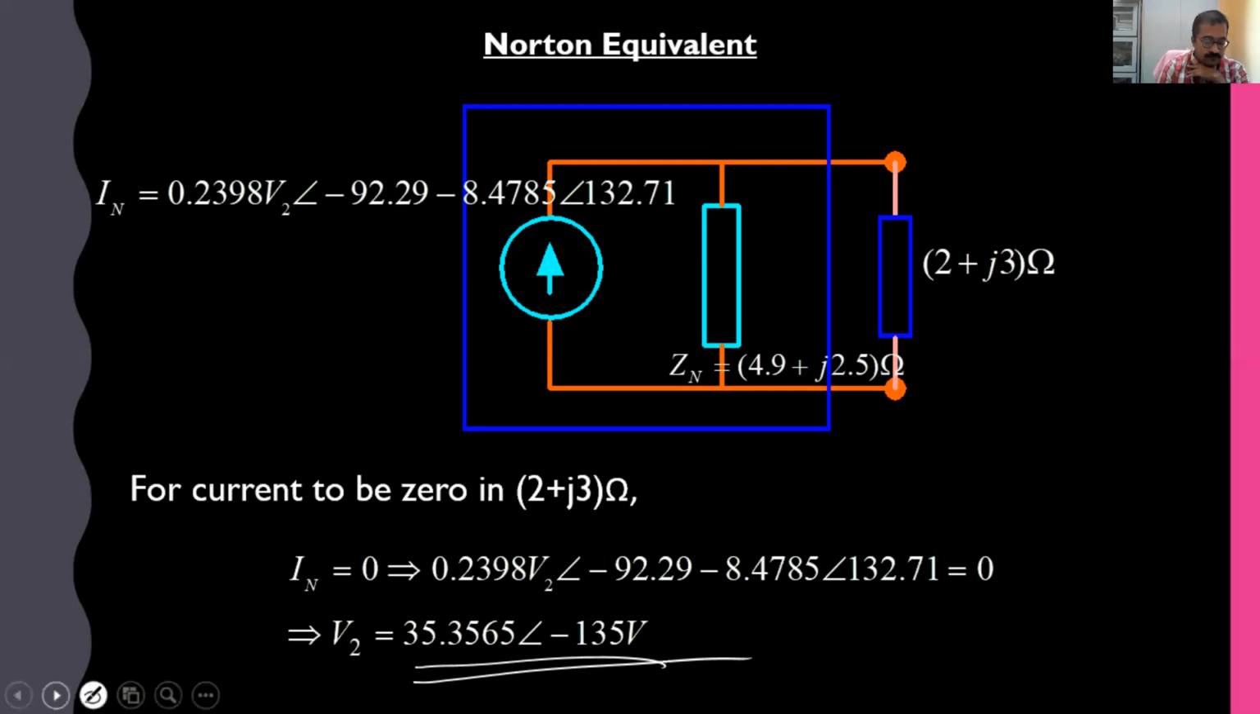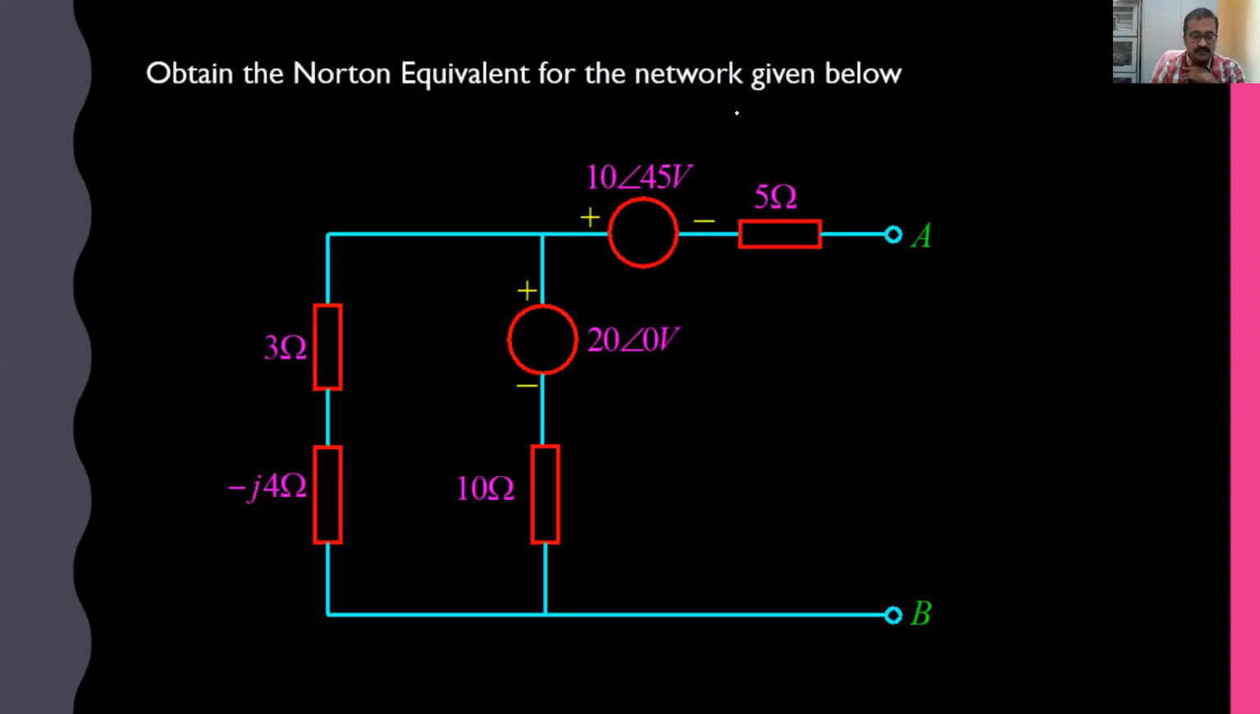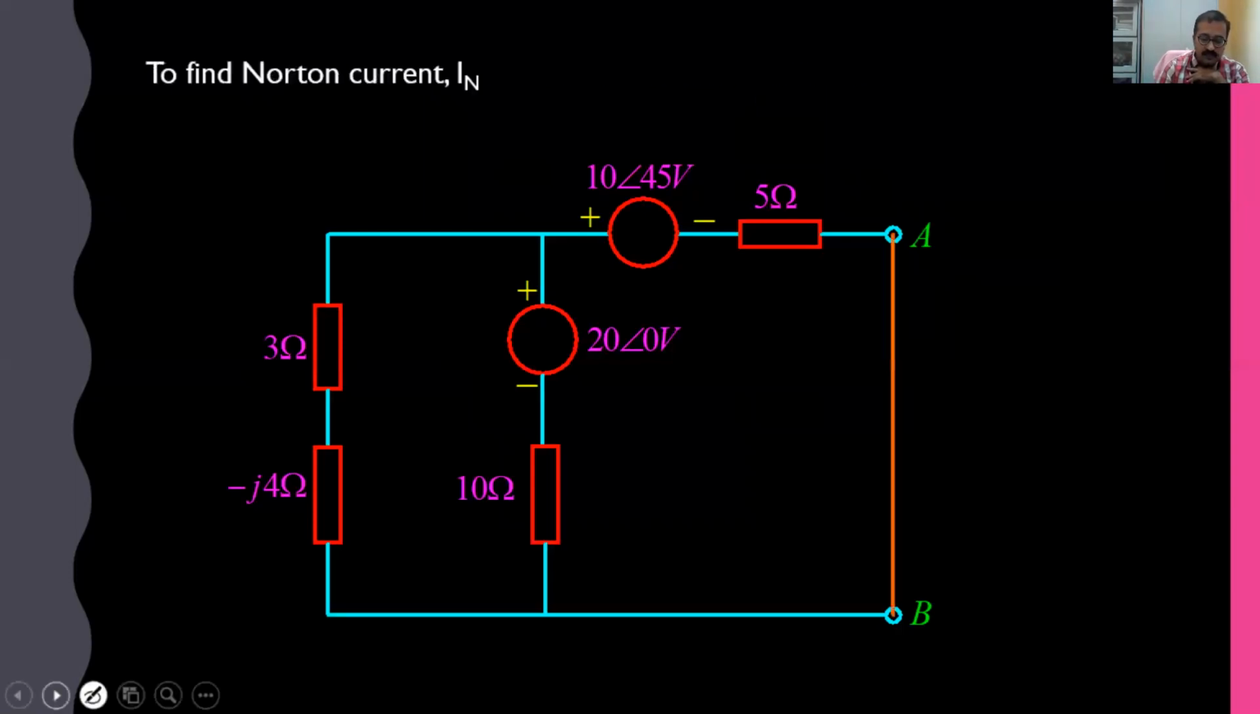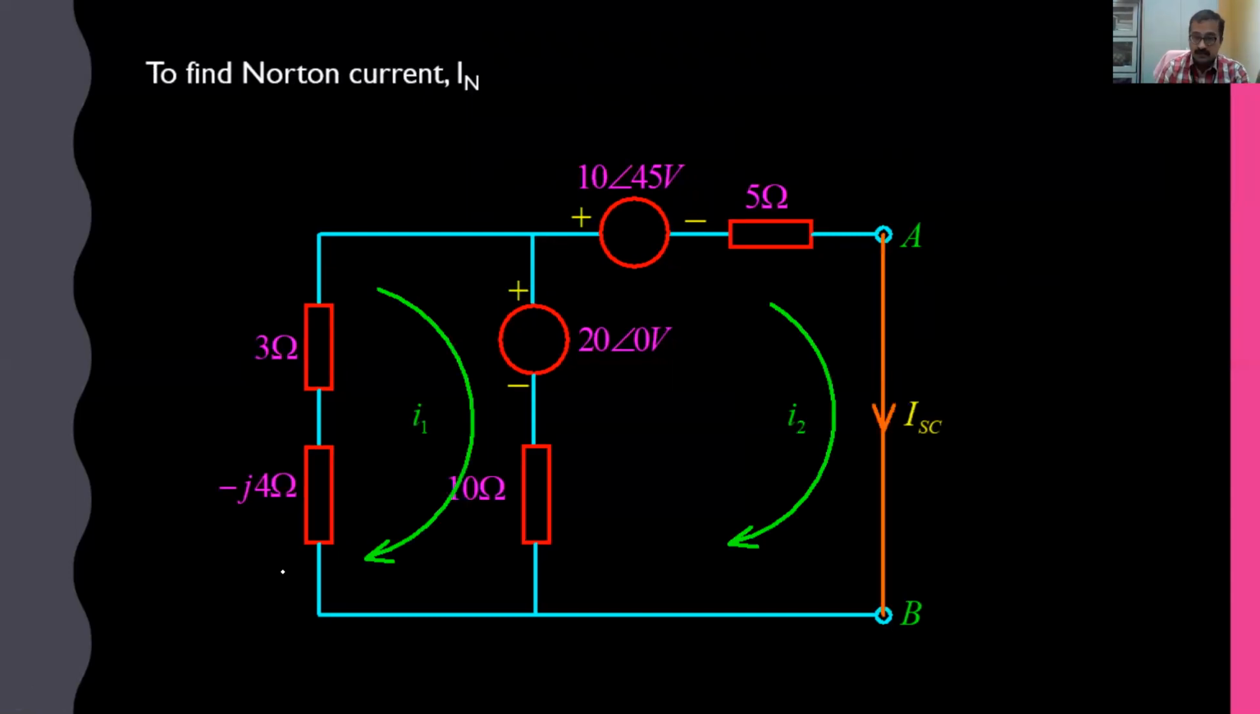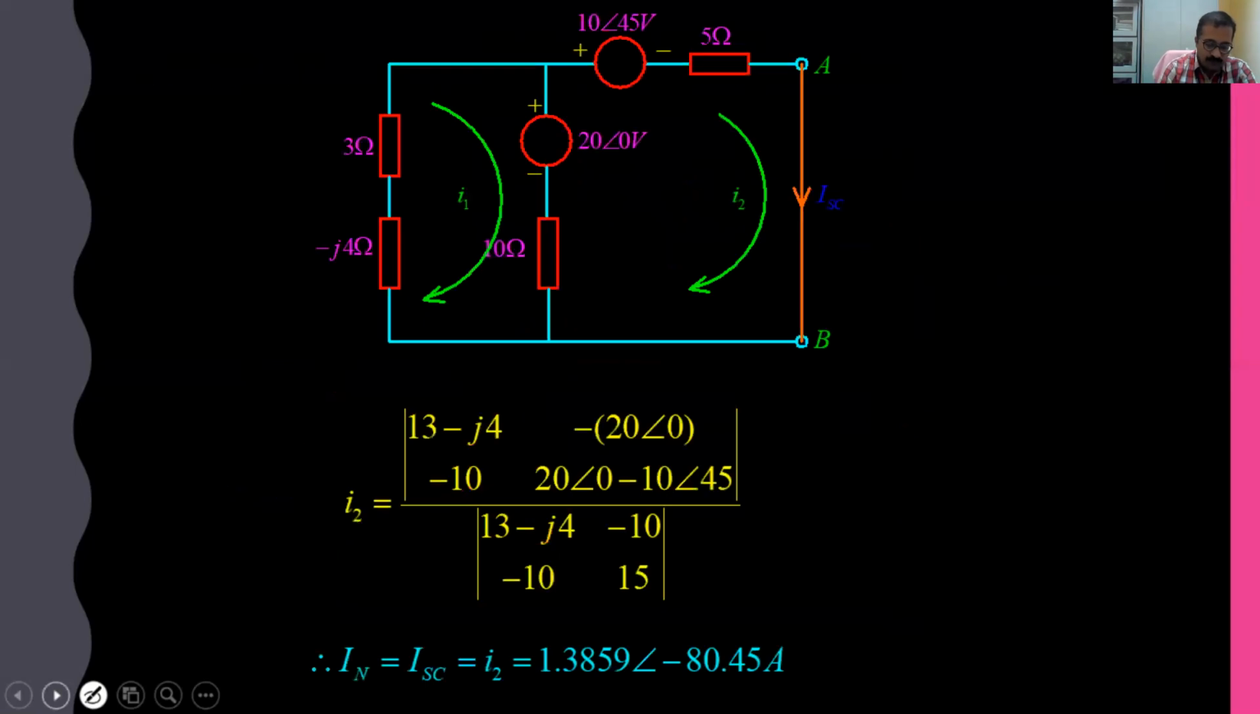Okay, one more example. Obtain the Norton equivalent. So the first step is we have to find the Norton current. What is Norton current? It's a short circuit current. That means points A and B must be shorted, and we have to find ISC. Any method. So I will go for the mesh method, 2 loops, so I can write in one go the impedance. What will be my Z11? Sum of impedance through which I1 is flowing, 3 plus 10, 3 minus j4. Z12 is 10 ohm. I1 and I2 are in opposite direction, so minus 10. Z12 and Z21 are the same.